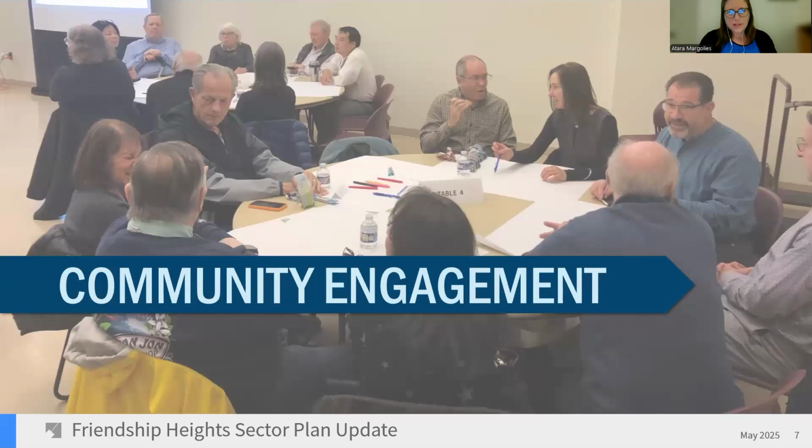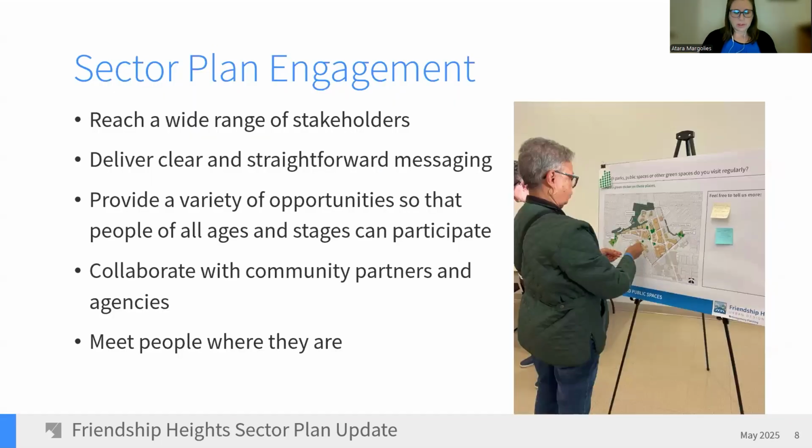I'm going to just do a brief summary of where we are in terms of engagement until this point. We have a set of engagement goals, which we had presented when we talked about the scope of work. We're trying to meet these goals all the time and always trying to improve upon our engagement tactics. We want to reach a wide range of stakeholders. We want to make sure we're being clear and straightforward with our messaging. And we want to provide opportunities that make it easy for people to participate. We're trying to be collaborative with as many community partners as we can. And we are coming to Friendship Heights whenever possible to meet you in your own community.